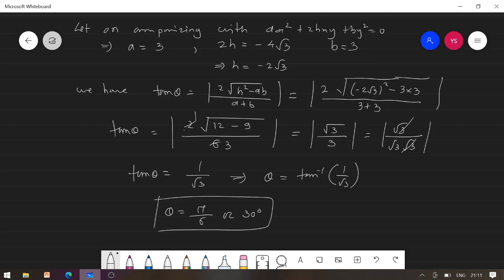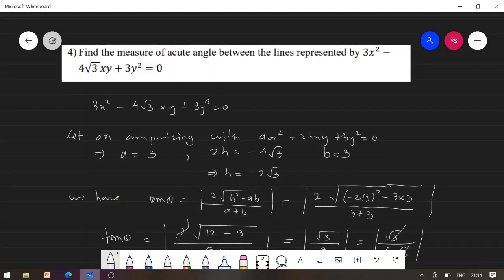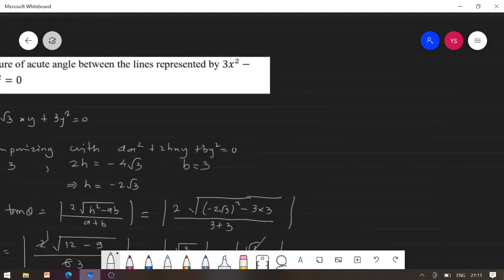So the acute angle between the lines represented by 3x square minus 4 times root 3 xy plus 3y square equals to 0 is given by pi by 6 or 30 degrees.